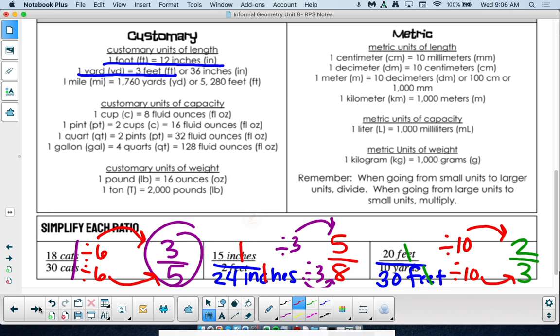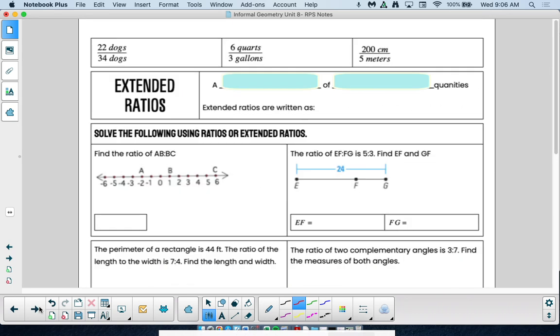Okay, flip it over. Here we go. We have 22 dogs over 34 dogs. Your dogs cancel. So 22 ABC 34 gives us 11 over 17.